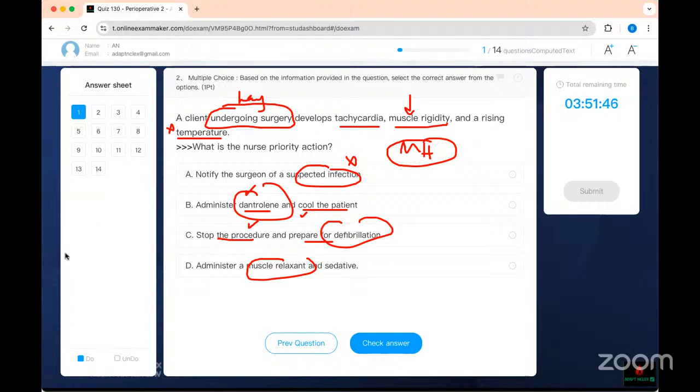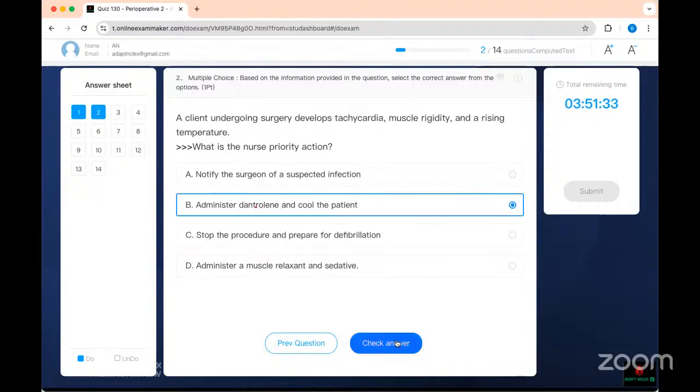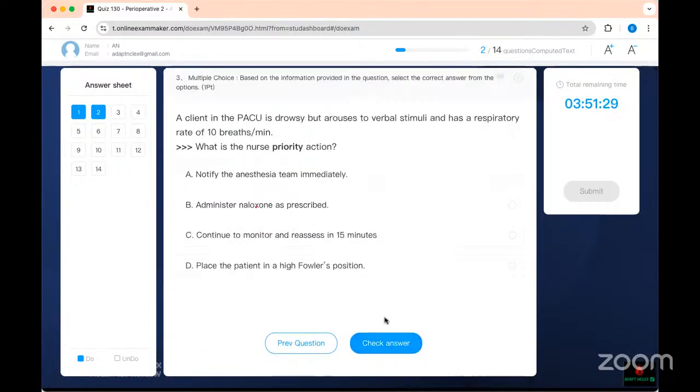Every time they give you a question related to a perioperative problem, watch for that. You see muscle rigidity, that's it. So for this patient, dantrolene is the treatment, and cool the patient. This patient needs to be in ICU. The client is in a PACU. You see, these are post-operative in the PACU, but still perioperative, right? You are in the PACU.